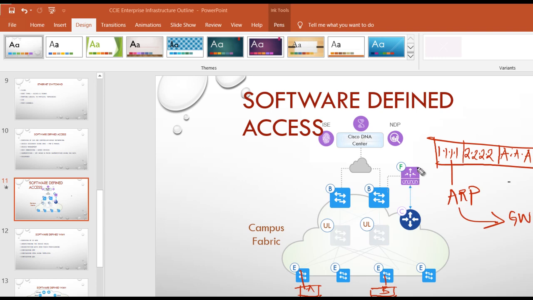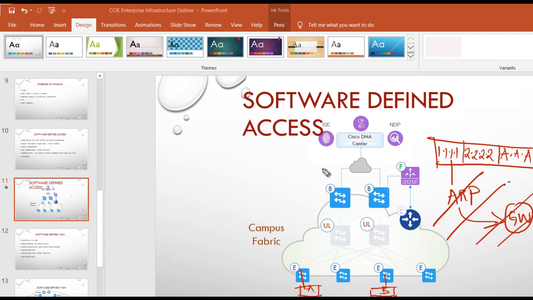His gateway, being a router that knows in its routing table how to reach the 2.2.2.0 network, will return its own MAC address, and now this guy has a way to reach that guy. But now we are not going to be using ARP, it is gone.